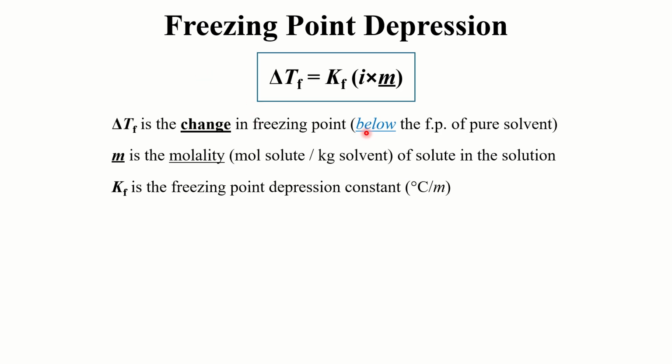Freezing point depression has a very similar equation to what we just saw with boiling point elevation. It's delta TF equals KF times I times m. Delta TF is again the change in freezing point. Important to note here that it's below the freezing point of pure solvent. So your delta TF value will again end up being positive. You're just going to have to subtract it from the freezing point of the pure solvent instead of adding like you did with boiling point. m is molality, I is the Van't Hoff factor, and Kf is the freezing point depression constant.